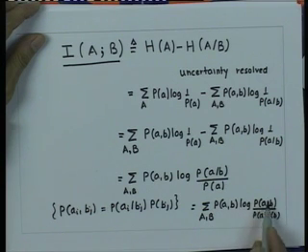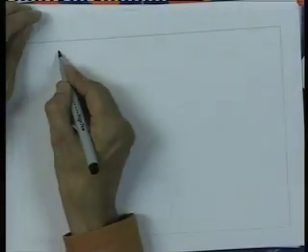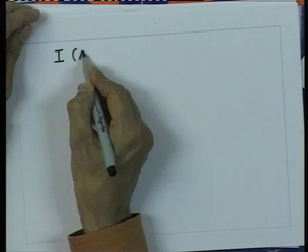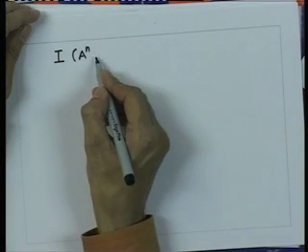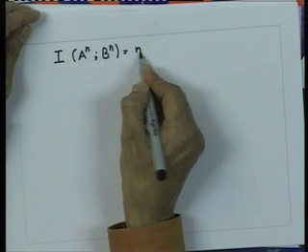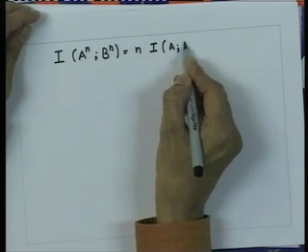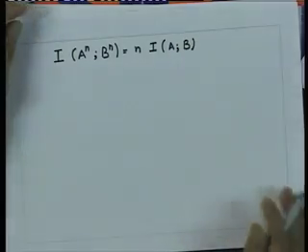So, if we have the nth extension of a channel, we will find that the mutual information can be shown to be equal to n times I, the mutual information between A and B.